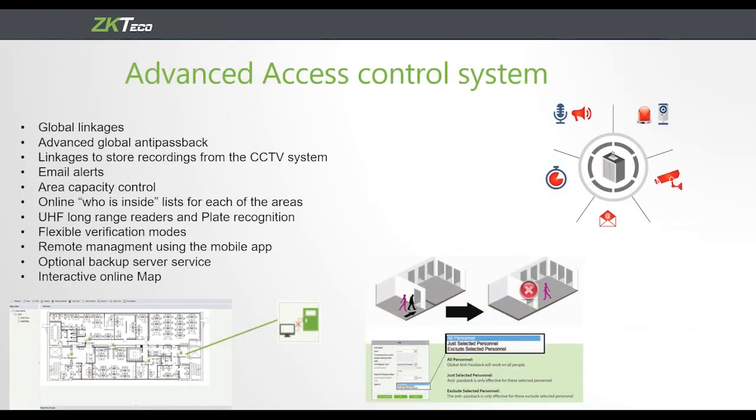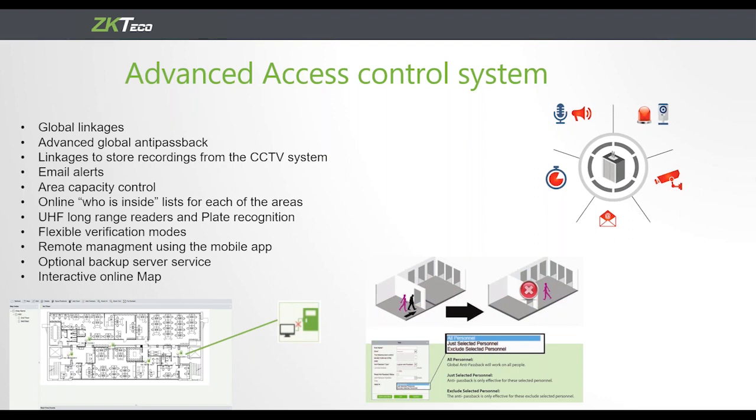Okay, this is an example of an advanced access control system, where we can have global linkages and advanced global anti-passback functions. With this, I mean that in our standard access control systems, it's not possible to have communication between different controllers. So if I have an installation of 8 doors and I have 2 four-door panels in my system, I'm not able to make, for example, an anti-passback between door 1 and door 8, because they belong to different controllers. So there's no communication between these controllers.